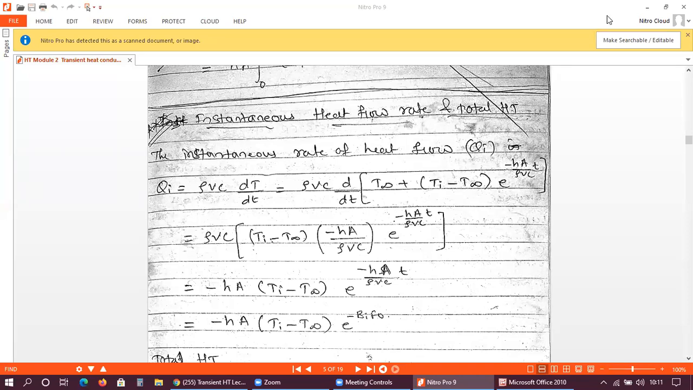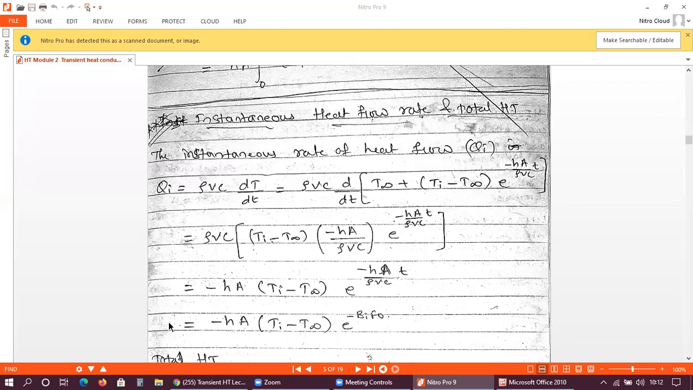The rho Vc in the numerator and denominator will get cancelled. The remaining part is minus hA into bracket Ti minus T infinity into e raised to minus hAt by rho Vc. As I told you, this hAt by rho Vc is nothing but the product of Biot number and Fourier number. So this is the final expression for instantaneous heat flow, indicated by Qi. A very simple two-step derivation.